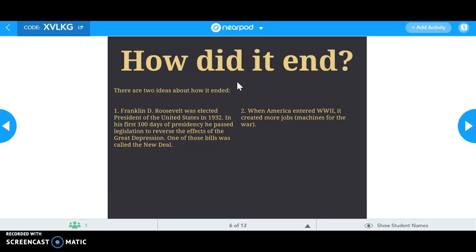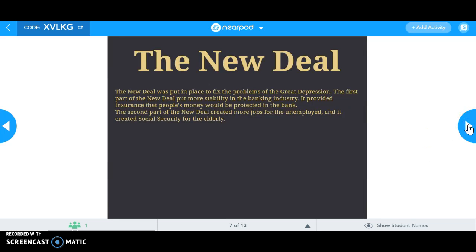So how did it end? There were two ideas about how it ended. One was that Franklin D. Roosevelt put the new legislation called the New Deal into place. And the second one was that America entered World War II and it created more jobs because people needed machines for war. So the first one was the New Deal.